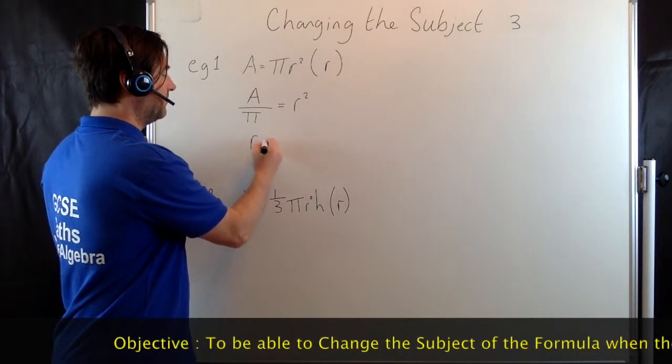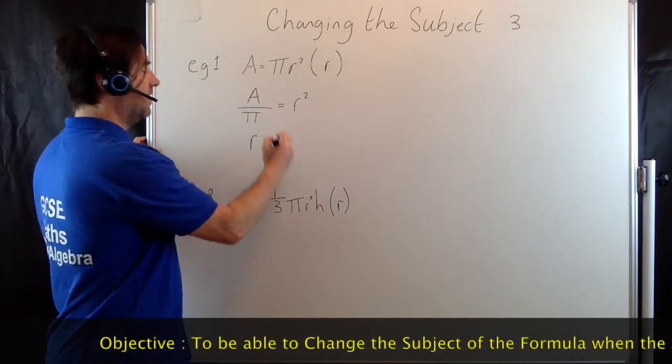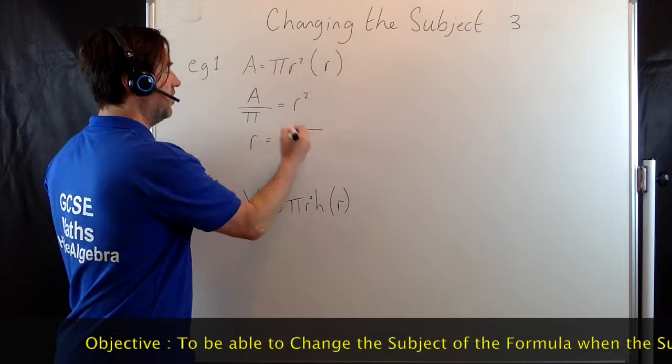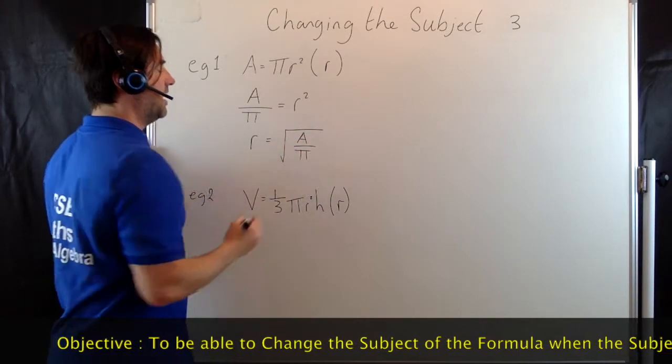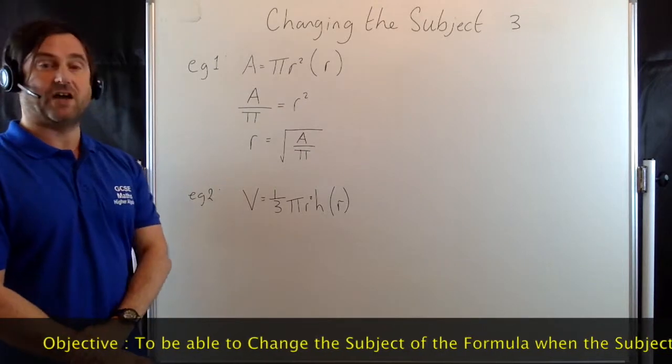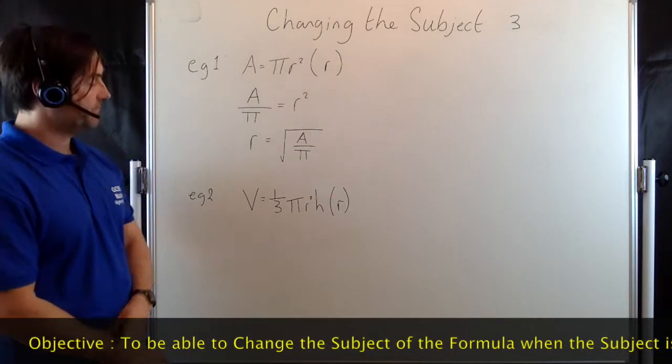So r, I've square rooted it, I need to find the square root of the whole of the other side. So I need r equals the square root of a over pi.